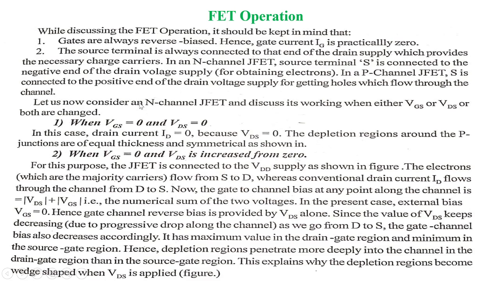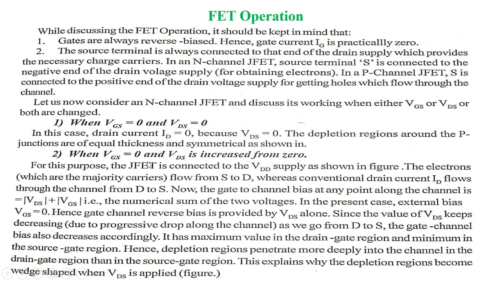Let us now consider an N channel JFET and discuss its working when either VGS or VDS or both are varied. Now, when VGS equals 0 and VDS equals 0, then what? In this case, drain current ID equals 0 because VDS equals 0. The depletion regions around the P junctions are of equal thickness and symmetrical as shown in the figure.